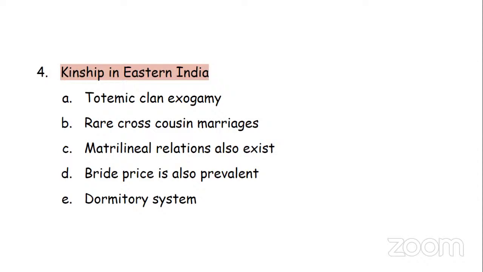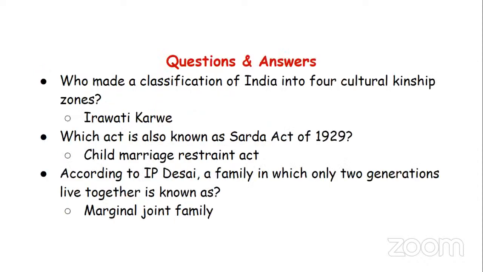Then there was the dormitory system. It was also prevalent in some parts of eastern India. The dormitory system means young male and female members were allowed to live together in the same place, and they were also allowed to have premarital sex, and after that they had the choice whether to marry or not. So they had the choice to get married to each other also. That kind of system was known as the dormitory system, and it was prevalent in some parts of eastern India. So these are the various features of the 4 zones of kinship, which were classified by Iravati Karve. Okay, I hope it is clear. So that's all for today's class.